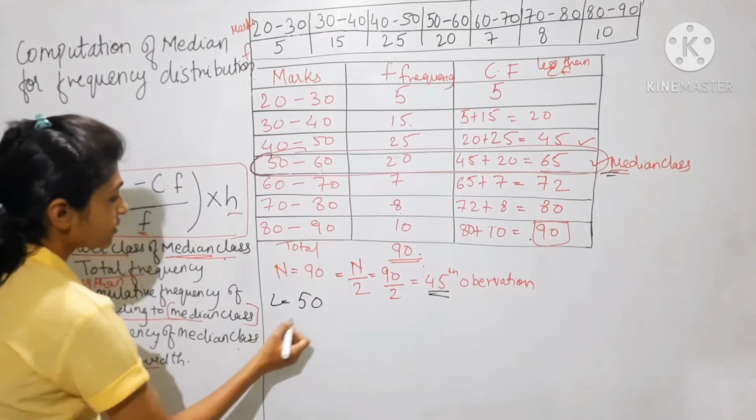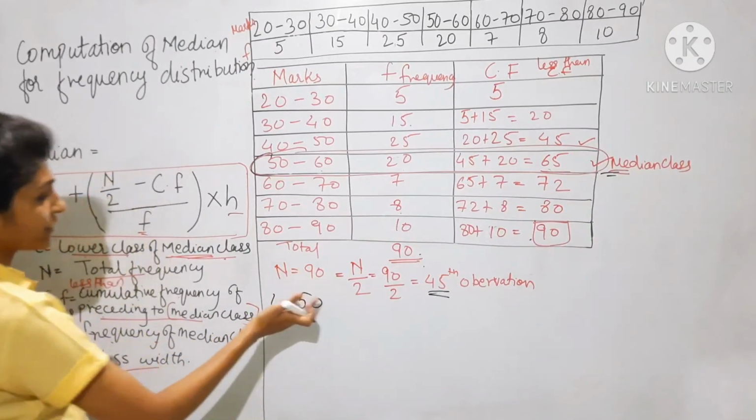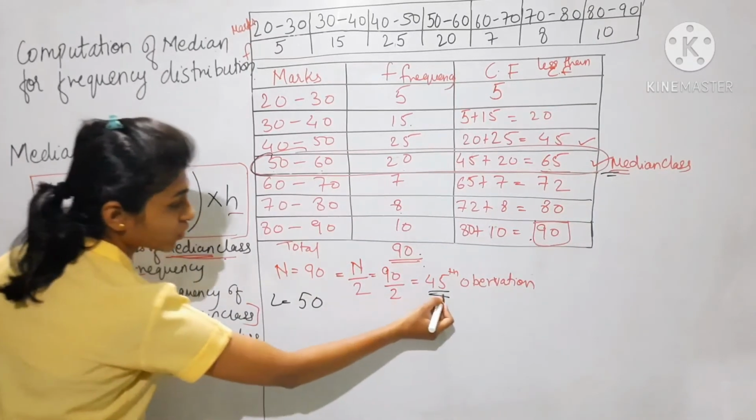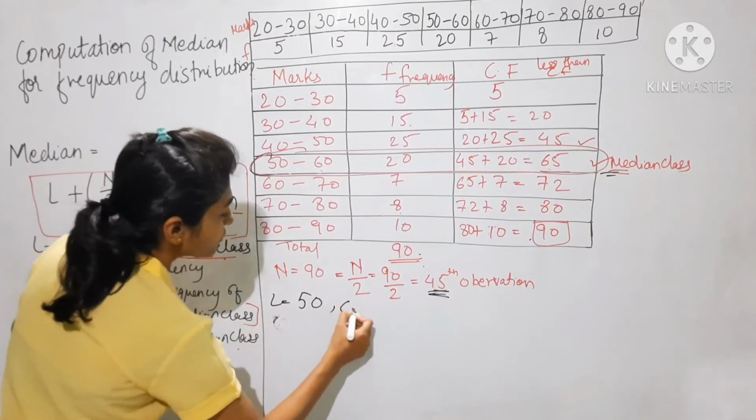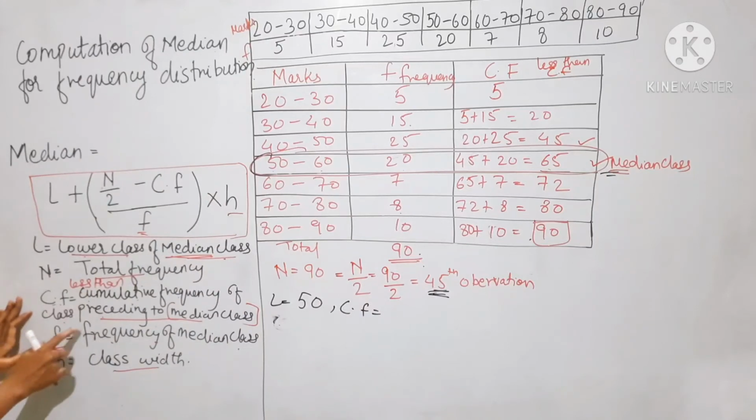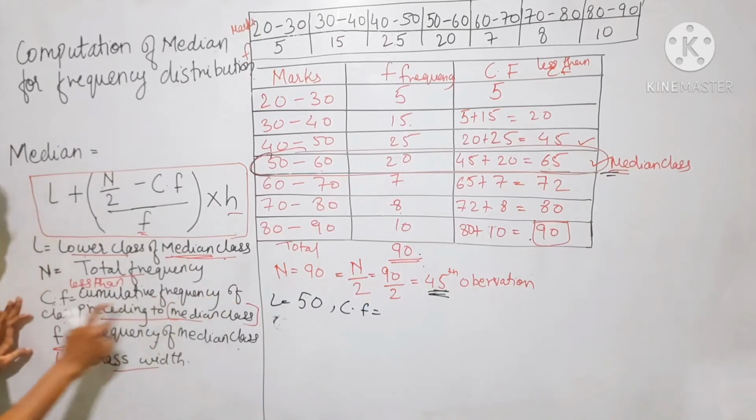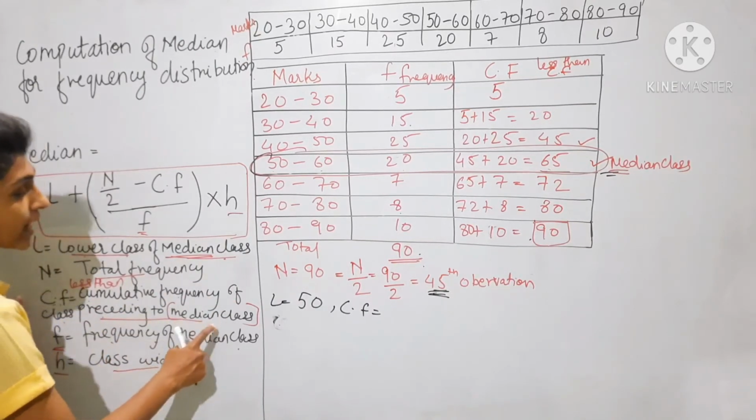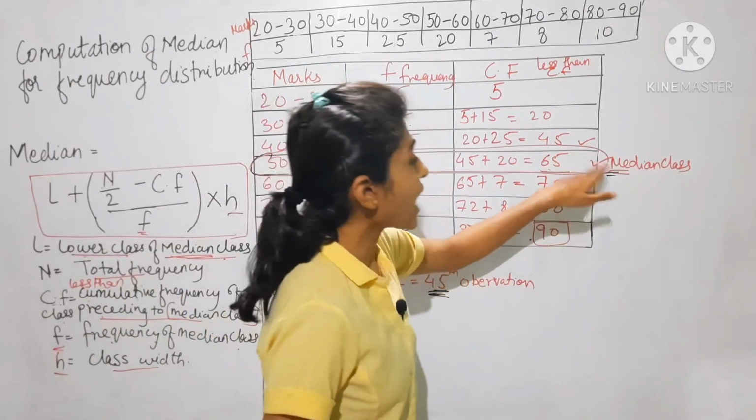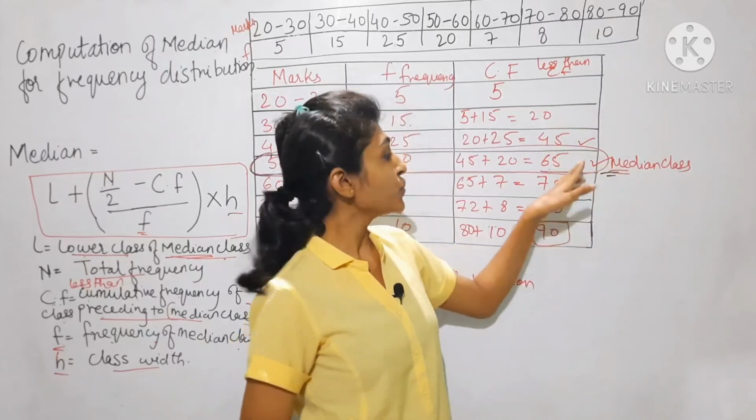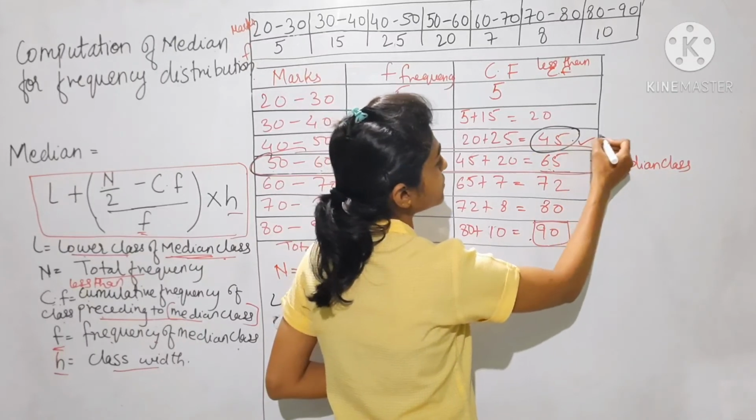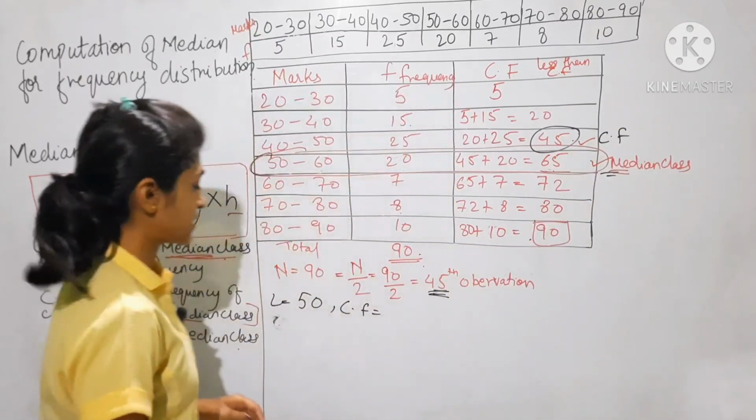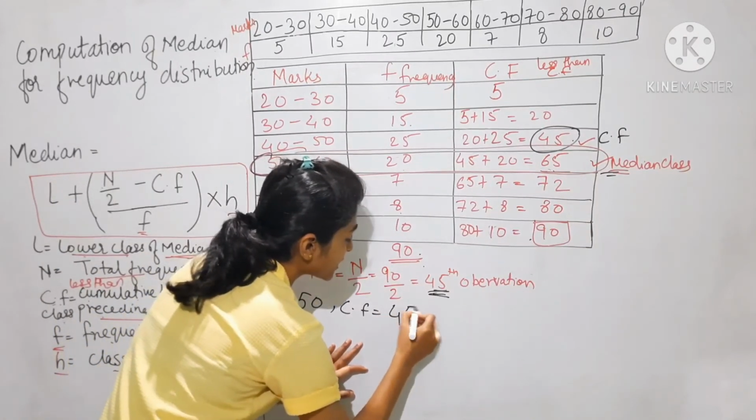Next, n upon 2, already we got that, is 45. Now CF is what? Cumulative frequency. CF means cumulative frequency of the class preceding the median class. Preceding the median class means the upper class, the number which is above the median class. So above the median class, which number is there? 45. So 45 will be the cumulative frequency.